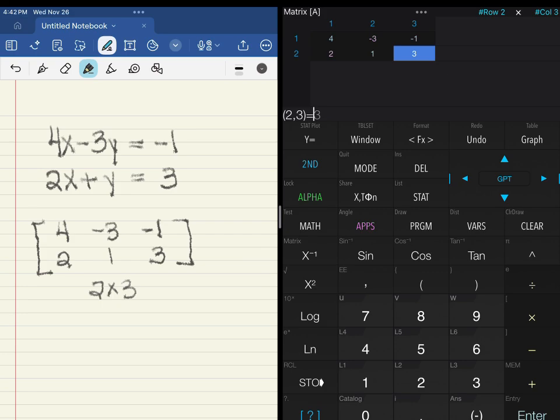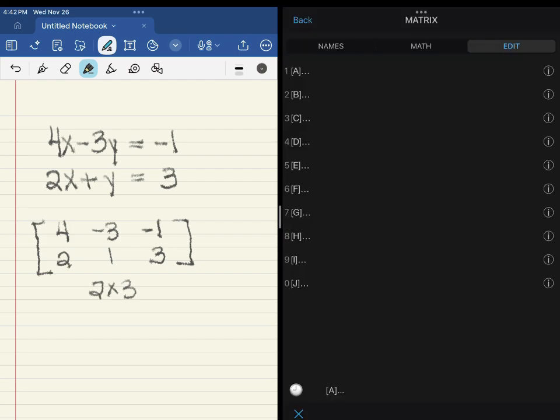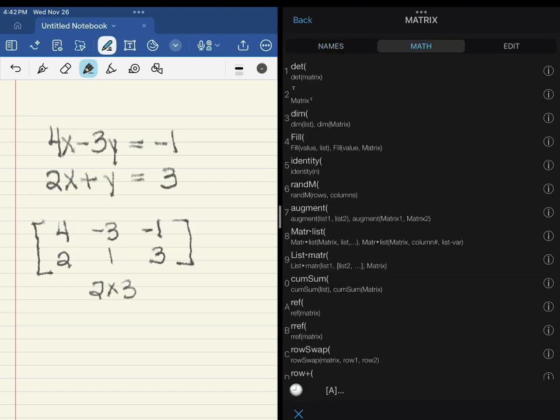And you press edit, and I just edit the first option. And now I quit. The way you quit is you press second mode and you quit. Go to your main home screen. The reason why I quit is because I want to go back to my main home screen because I'm getting ready to do an operation, which is RREF.